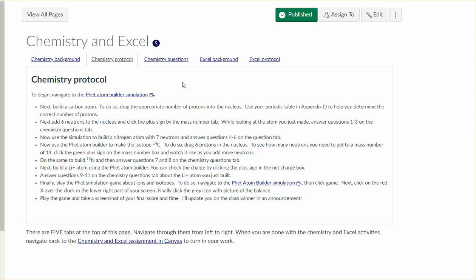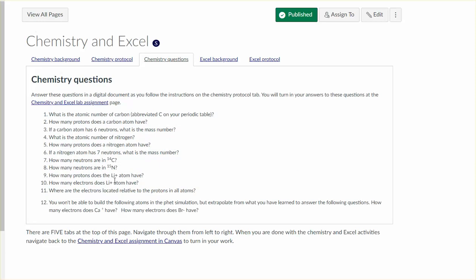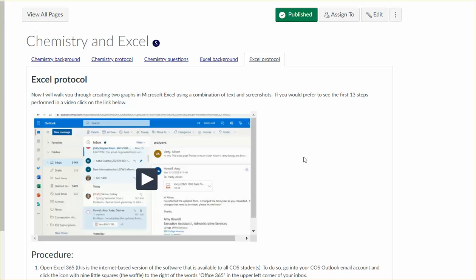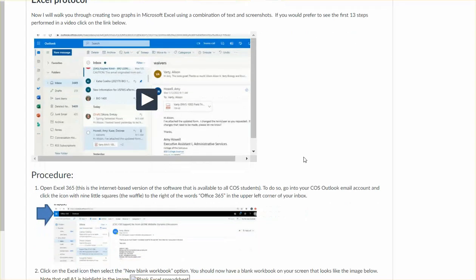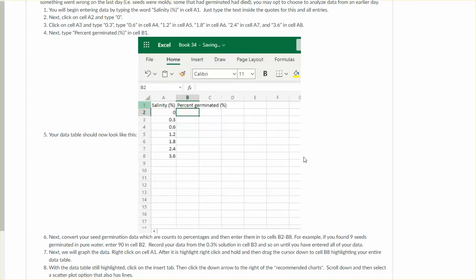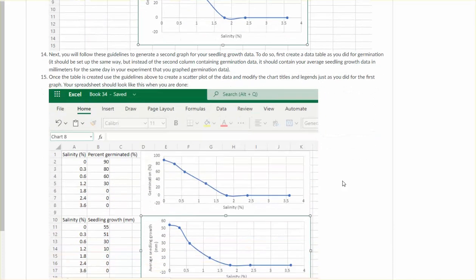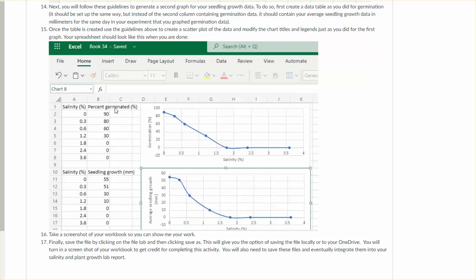So eventually you will use that tool and then you'll answer these questions about atoms. And then I have a protocol for you to follow in Excel. There's a video of me walking you through it, and then I have step-by-step instructions. What I'm asking you to do is enter your seed germination percentages from the experiment you started last week, and then create a graph. And these steps are walking you through creating a really clear, really concise, really professional graph. You're going to do that with your percent germinated and then also your seedling growth data from last week.